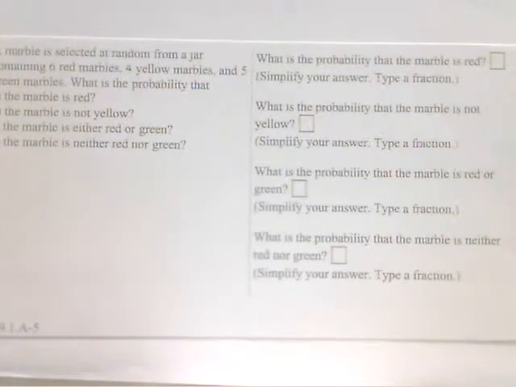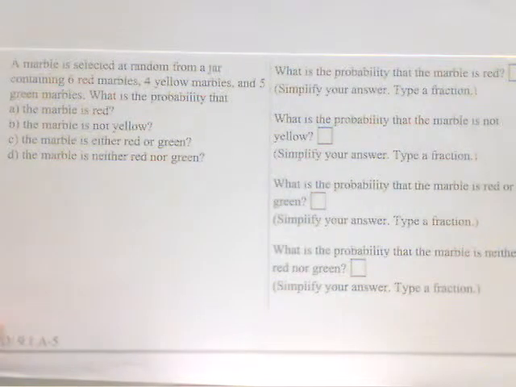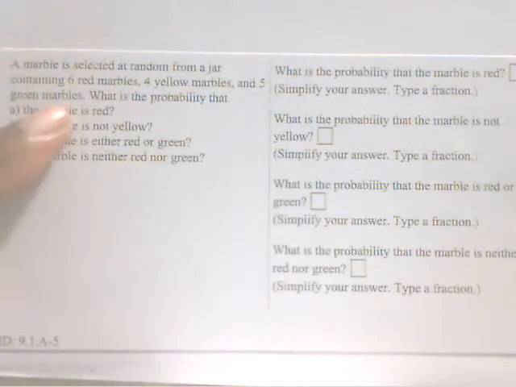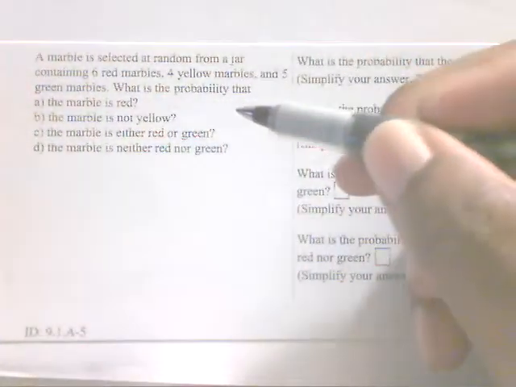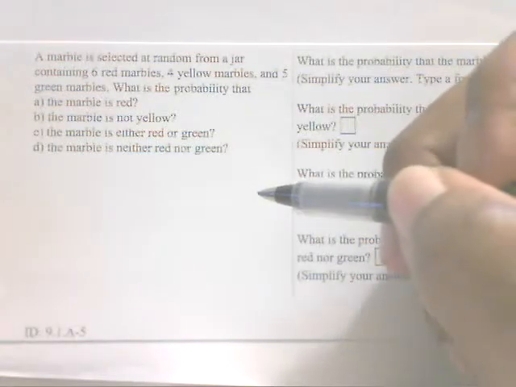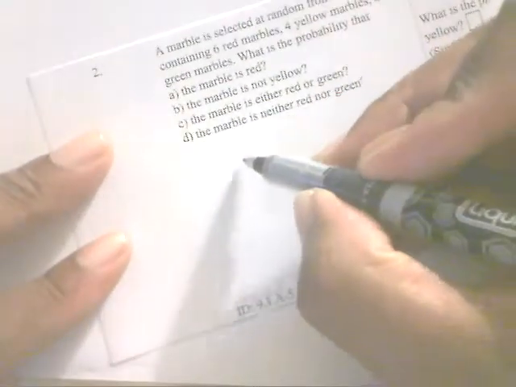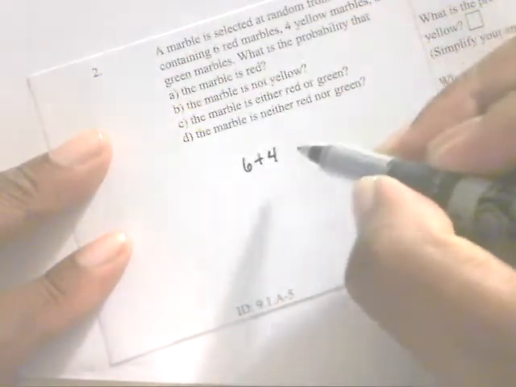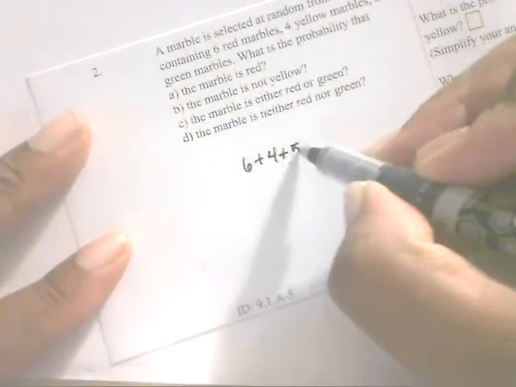Okay, so let's answer the question of what is the probability that the marble is red. Let's add up how many marbles we have altogether. There's 6 plus 4 plus 5, which will give you 15. So here you just add those three numbers together, the 6, the 4, and the 5. So there are 15 marbles altogether.